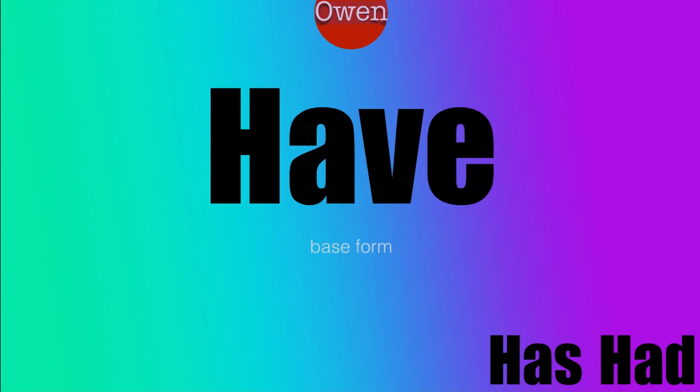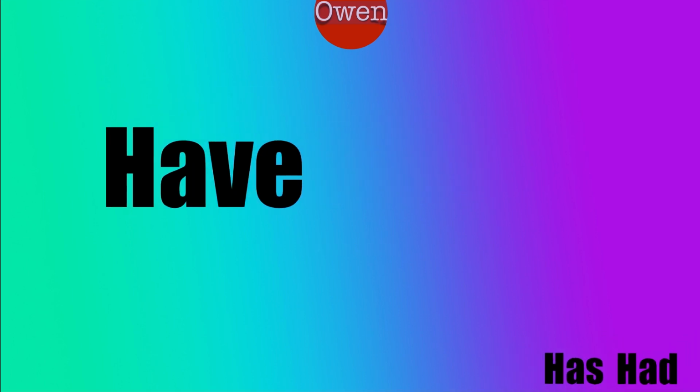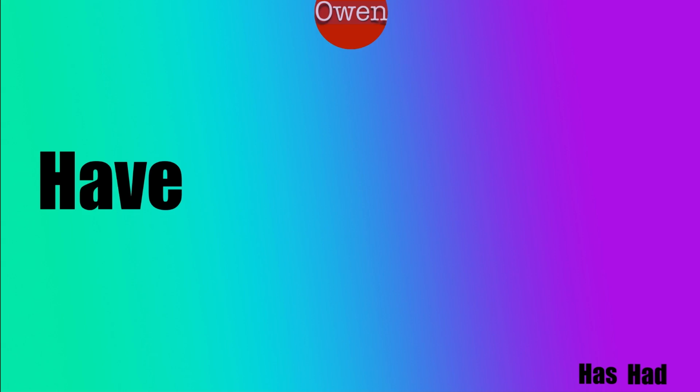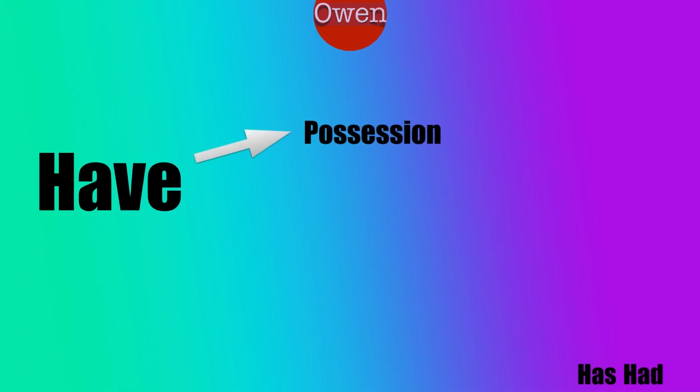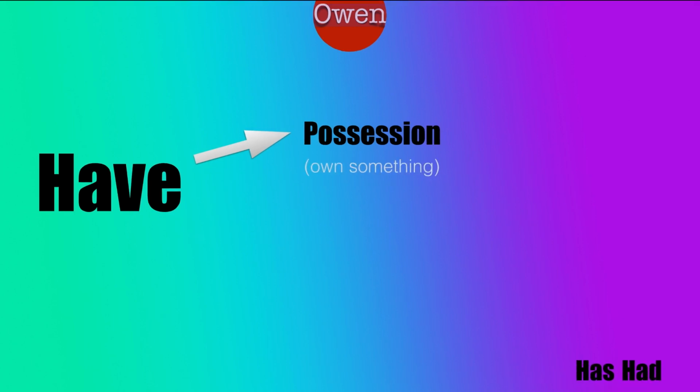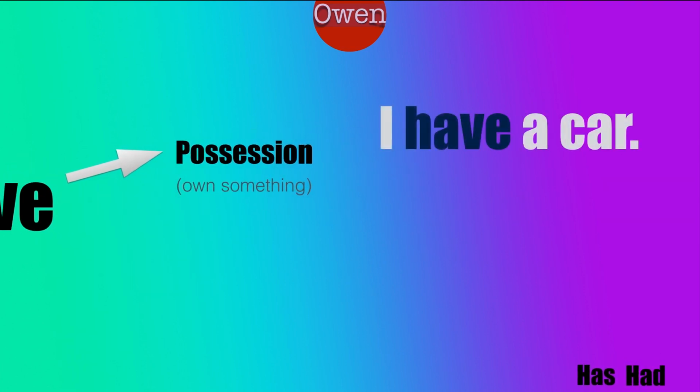Okay, now the verb have is used in two ways. First, it's used to show possession. This means that you have something, or you could say you own something. For example, if I say I have a car, this means that I own a car. So I can drive the car every day. This is my car.